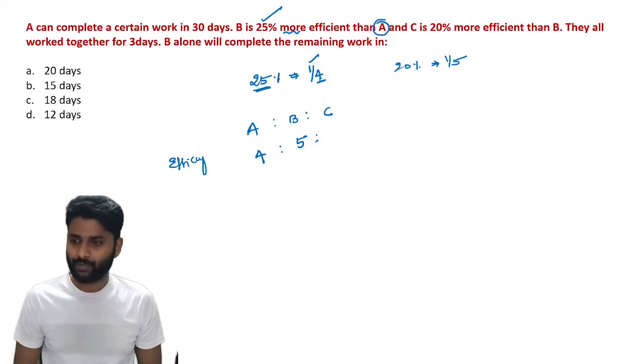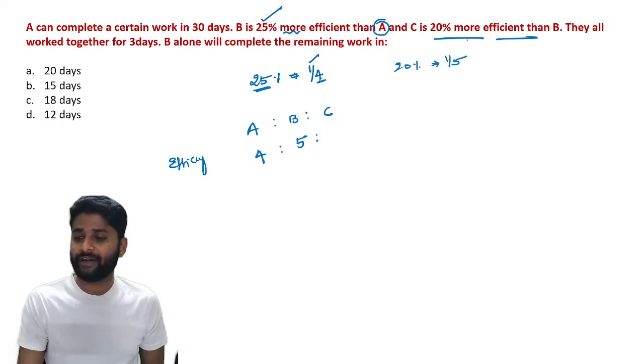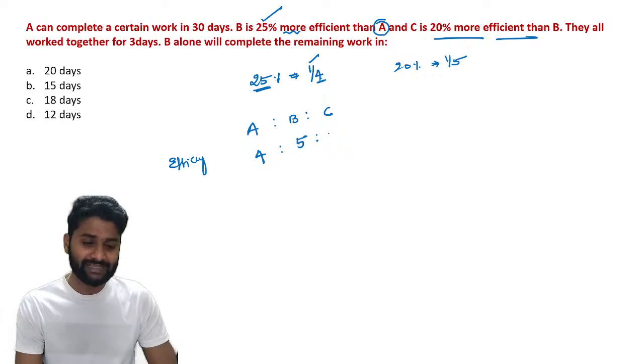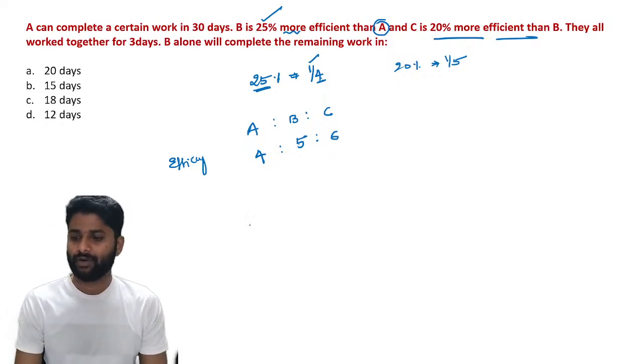Now you have the A and B values. Now C is 20% more. Again, if you compare C's data with B, 1 by 5 is more. And if B is 5, C is 1 unit more. So C's efficiency is 6. Now let's find the total.